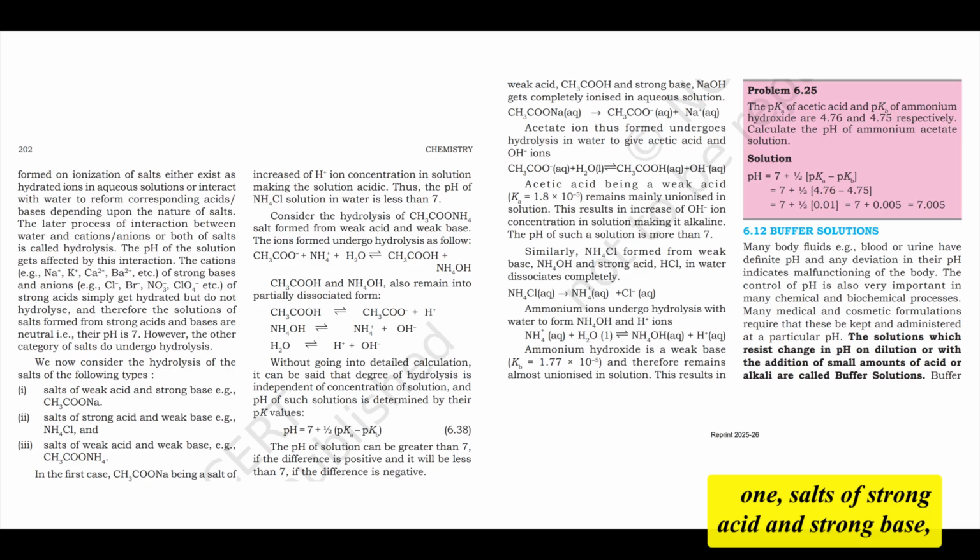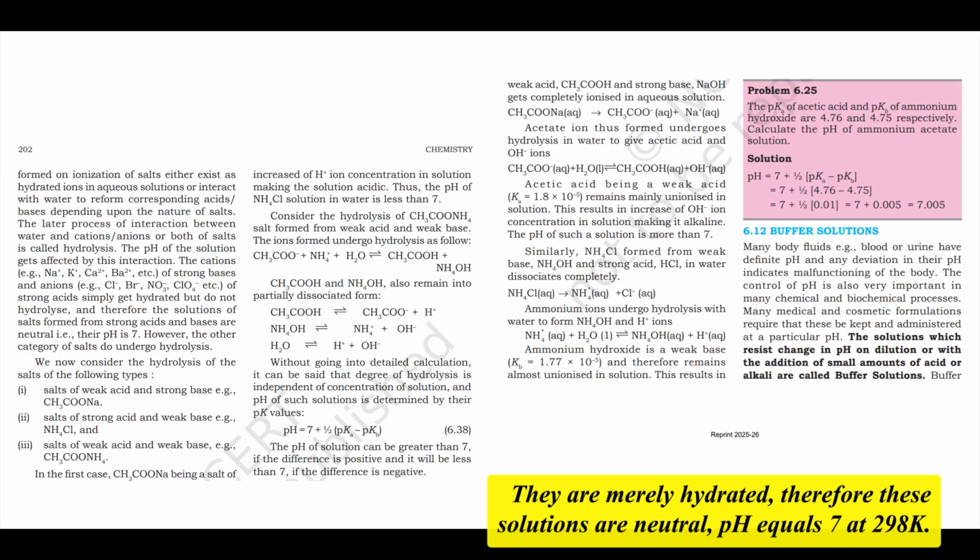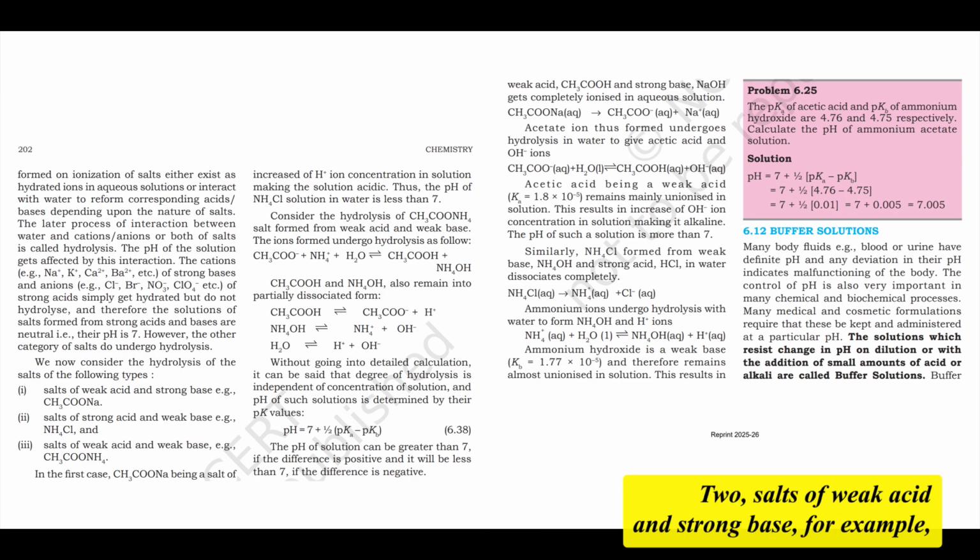1. Salts of strong acid and strong base, e.g., NaCl, KBr, NaNO3. Neither the cation, like Na+, Ca2+, which are conjugate acids of strong bases, nor the anion, like Cl-, Br-, NO3-, which are conjugate bases of strong acids, has any significant tendency to react with water. They are merely hydrated, therefore these solutions are neutral, pH equals 7 at 298 K.